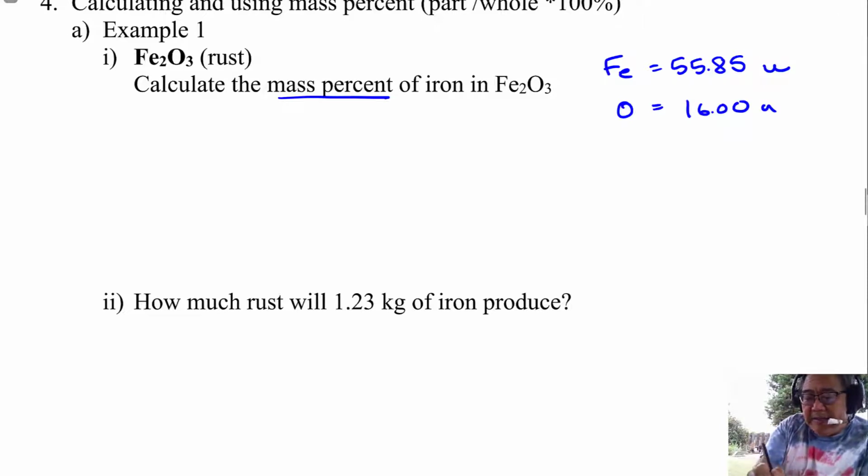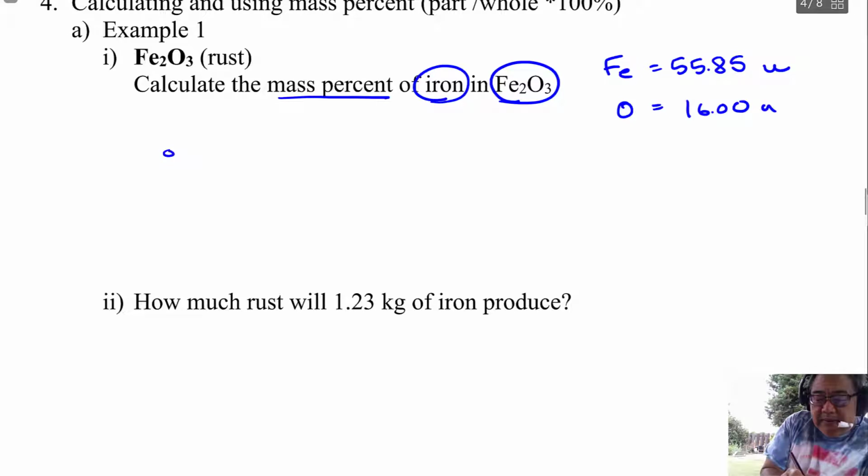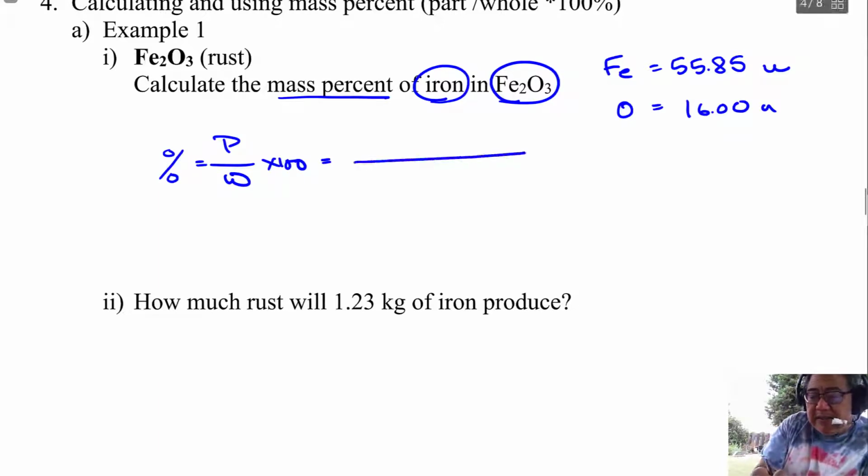Now, when I say calculate the mass percent of iron in iron oxide, what I'll need to do is treat the iron as the part and treat the Fe2O3 as the whole. So we know to calculate a percent, it's part over whole times 100. Since there's two irons in here, the part is 2 times 55.85 at the top, and these are all in atomic mass units. And at the bottom, it's going to be 2 times 55.85 plus 3 times 16.00. So this is the part, this is everything, right? And then we just multiply it by 100 to get percent.